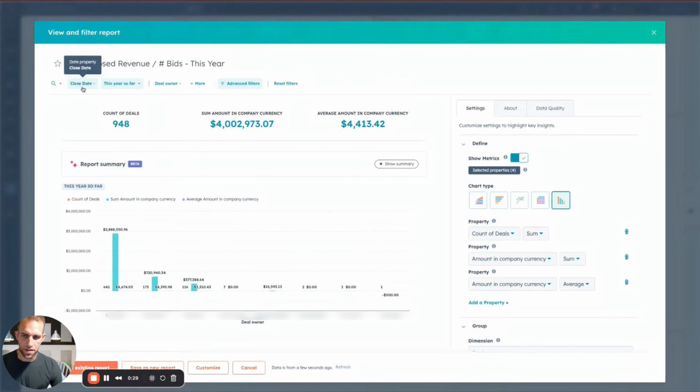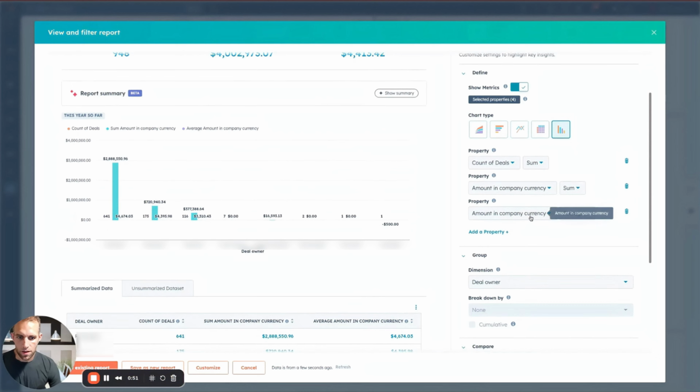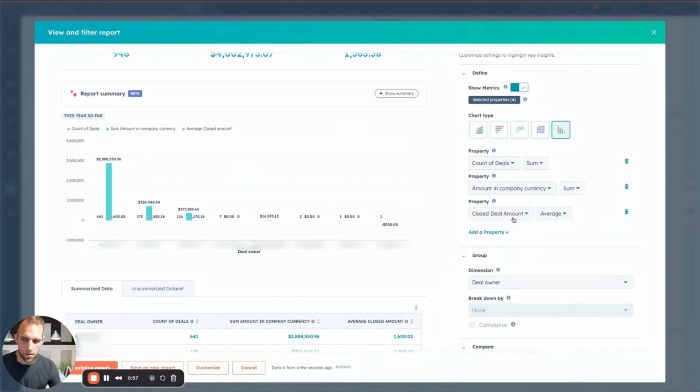As long as your sales team is moving deals to won or lost, that's when they get a close date. If they're just sitting in sales follow-up, it probably doesn't have a close date on it, because closed means you're winning or losing it. Then, for the amount in company currency, there is a closed deal amount, which is the revenue that you won instead of just how much the bids were worth.